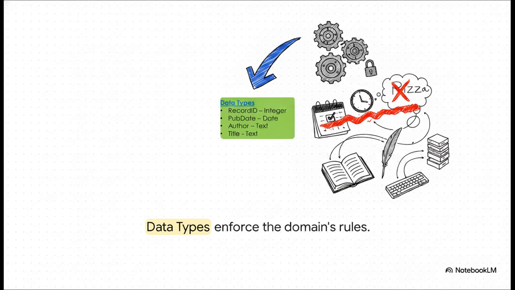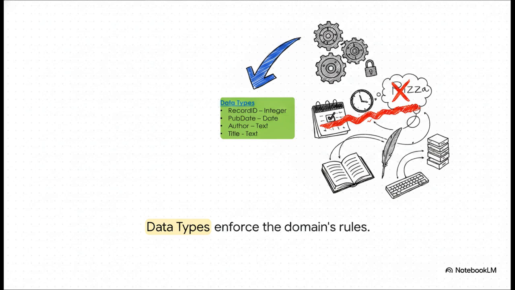Now, what's really interesting here is how domains are put into action mechanically. They use data types. Notice how a record ID uses an integer data type. A publication date uses a date type. Author and title use text. This is the database actively, physically preventing someone from, say, trying to enter the word pizza into a publication date field. The data type physically blocks invalid data, ensuring that the architectural strictness we talked about at the very beginning remains completely pristine.